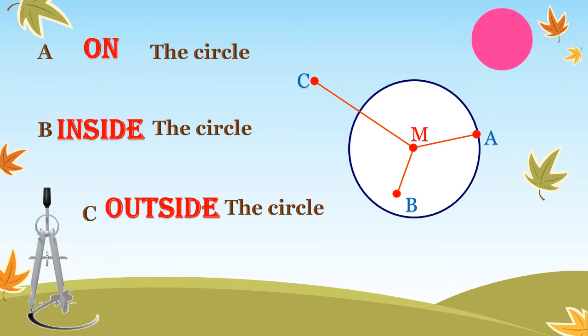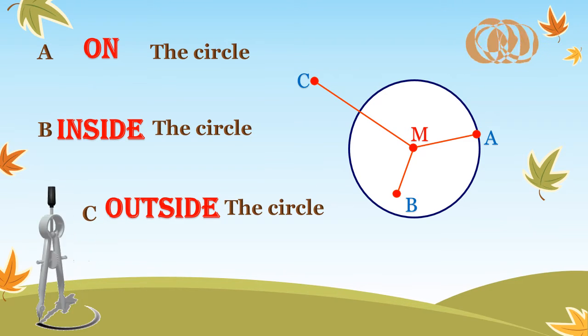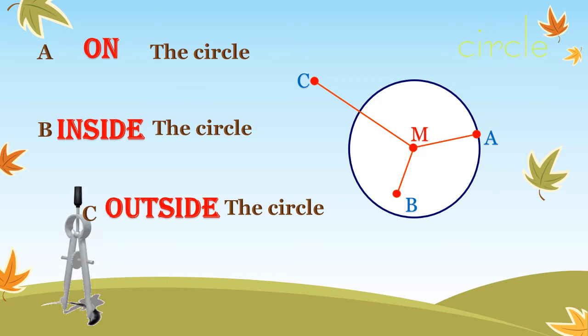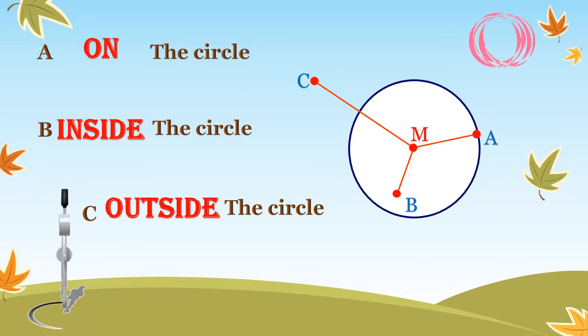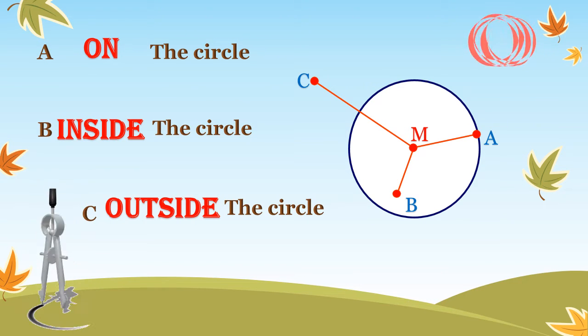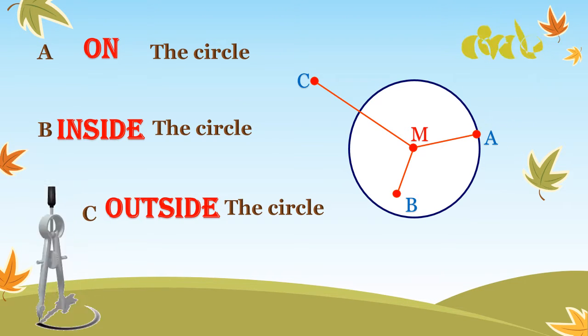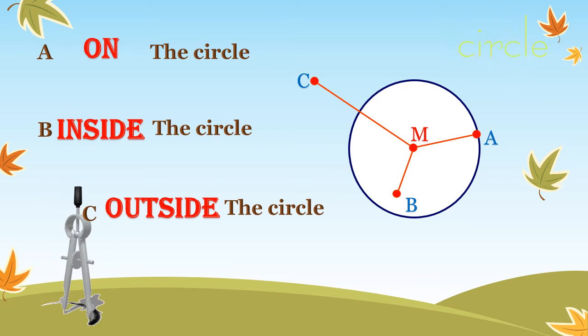Now I have three locations for 3 points. The first one, A, is on the circle, on the circumference of the circle, on the line of the curve of the circle. We call it on the circle. Point B is inside the circle and point C is outside the circle.